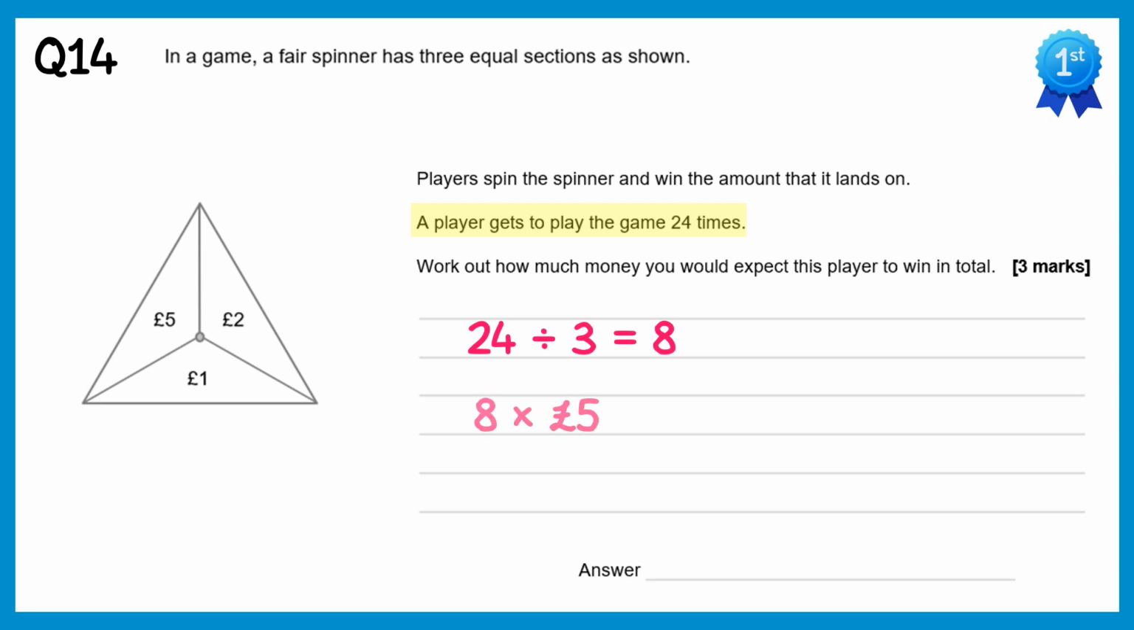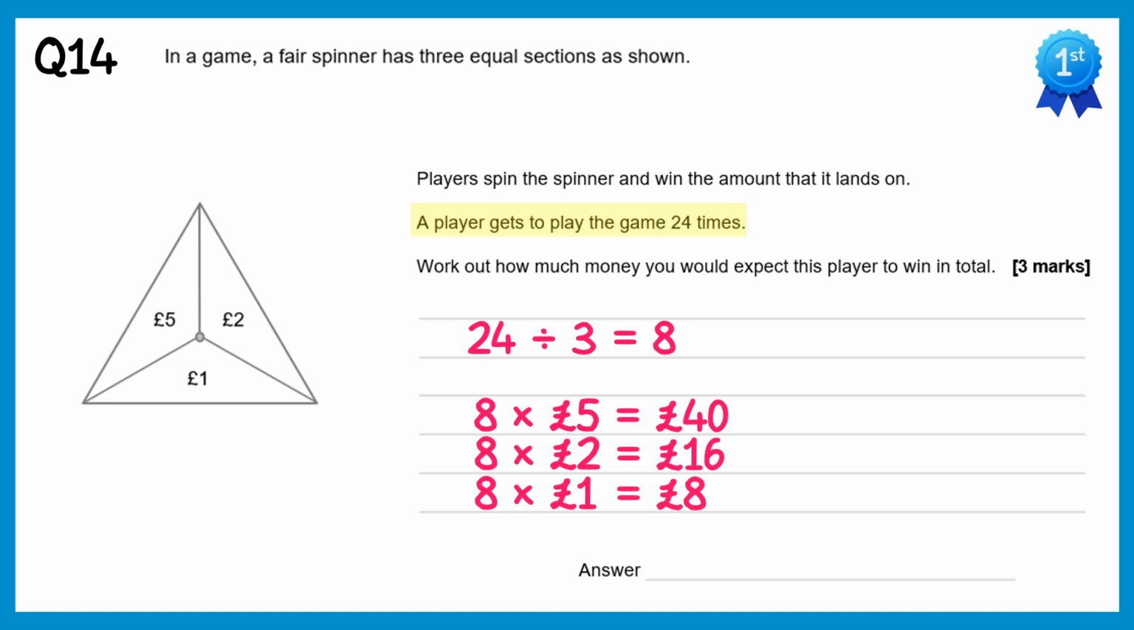So we'll do £5 times 8, which is £40, £2 times 8, which is £16, and £1 times 8, which is £8. So the total amount of money you'd expect to win is £40, add £16, add £8, which gets you £64.